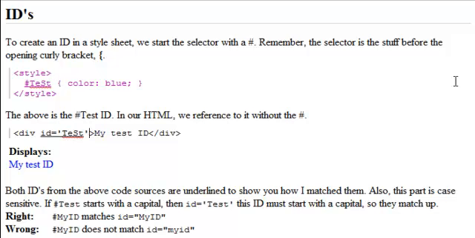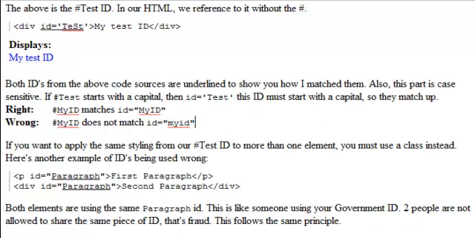So just as a quick right and wrong, the right way to do it is if you have a CSS ID with my ID, they're all capital letters except for the Y, which is lowercase, and it should match all capital letters except for the lowercase ID. What's wrong is if you use the exact same CSS ID, but in your HTML you use all lowercase. If you want to apply the same styling from our test ID to more than one element, you must use a class instead.